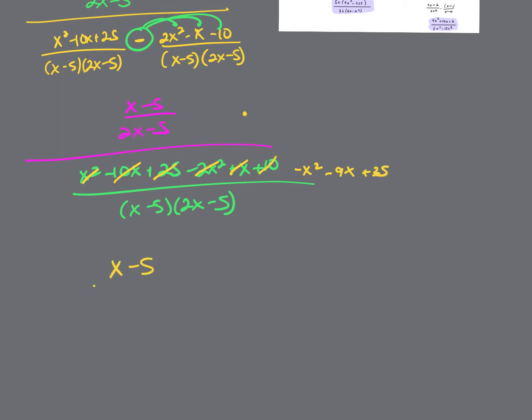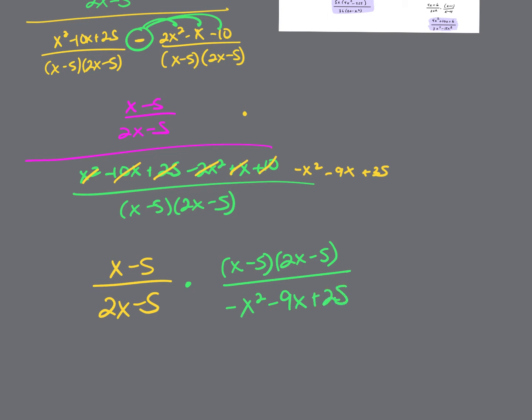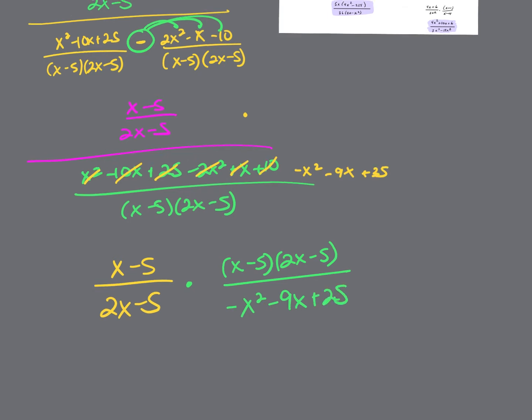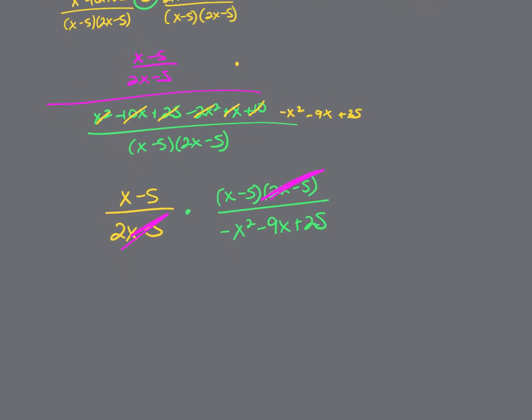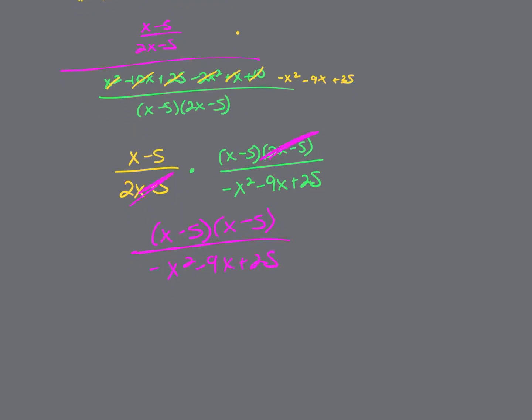So x minus 5 over 2x minus 5 from the numerator times, flip the bottom, x minus 5, 2x minus 5 over negative x squared minus 9x plus 25. The 2x minus 5s cancel. And my numerator has x minus 5 times x minus 5 over negative x squared minus 9x plus 25. It can be left like that, or it can be FOILed out.